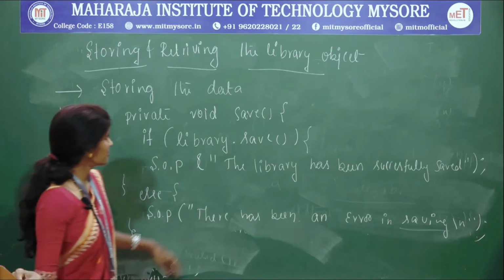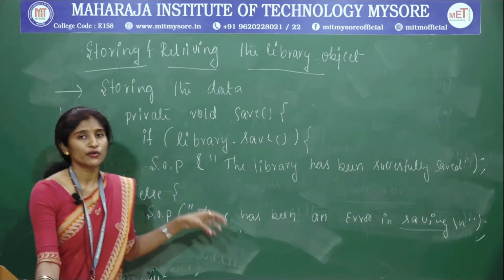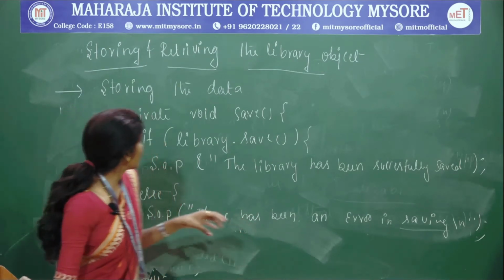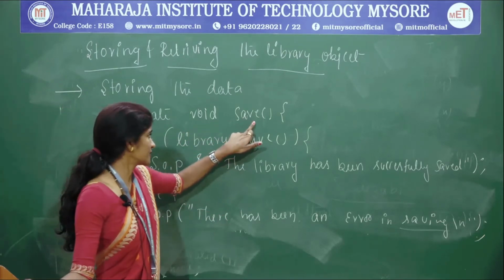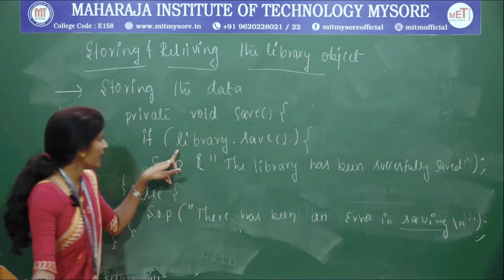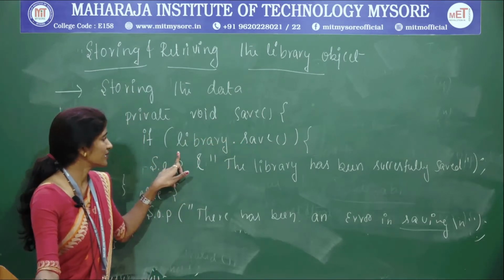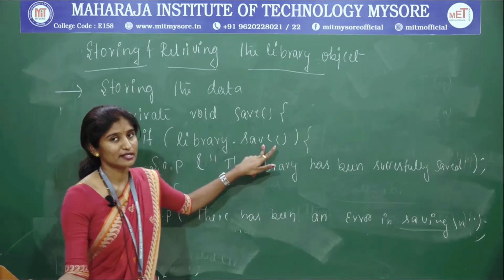You can see in this particular pseudo code what I have written. Now we are going to store the data. For that, I have a method called save, which is of type void, meaning it is not returning anything. You have an if condition within that: library system dot save. It is calling the library system.